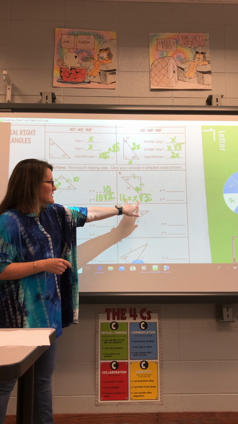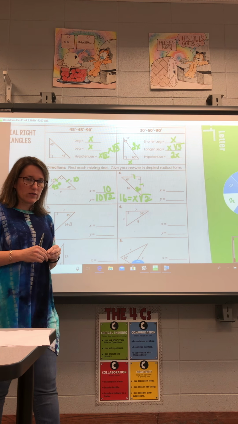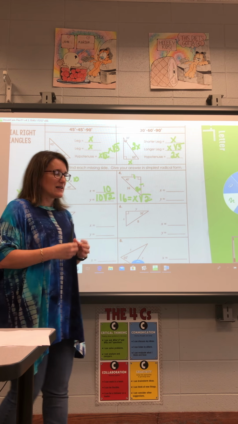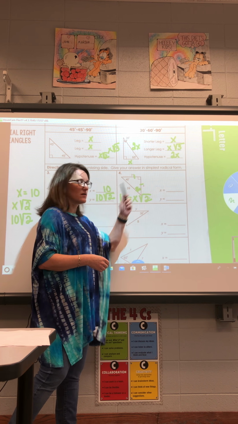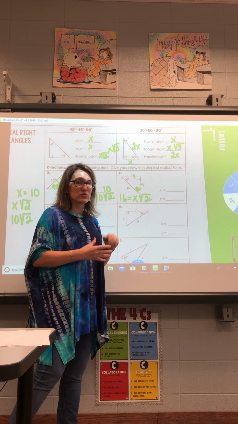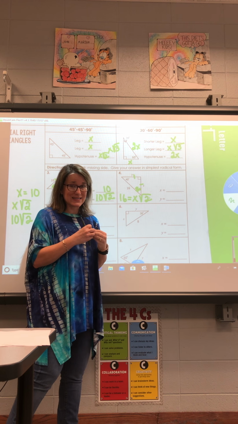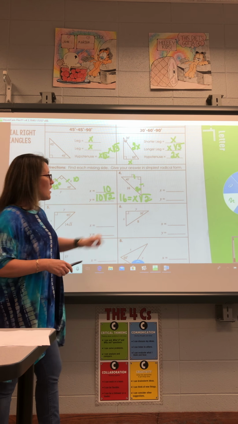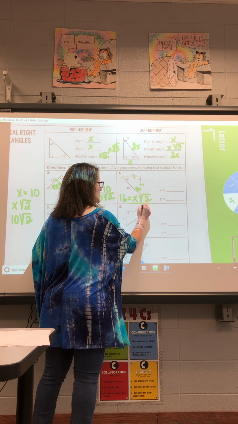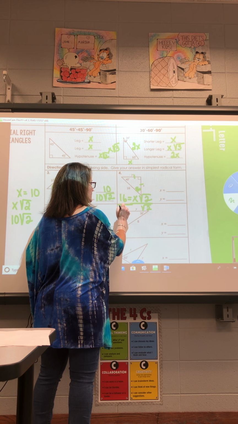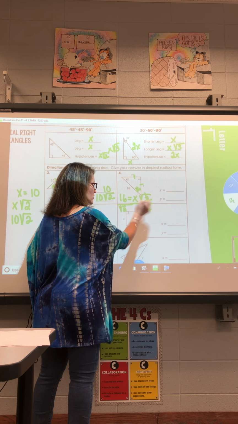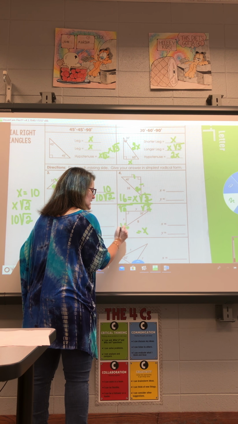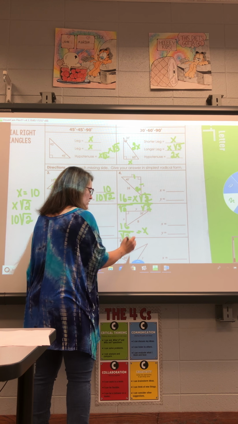So I'm setting 16 equal to x square roots of 2. When I do that, I can solve for x, and I'll know the length of my two congruent sides, which will be x and y. But they're going to be the same because it's a 45, 45, 90. Now, solve for x by dividing by the square root of 2. These two will cancel out, and I've got x is equal to 16 over the square root of 2.